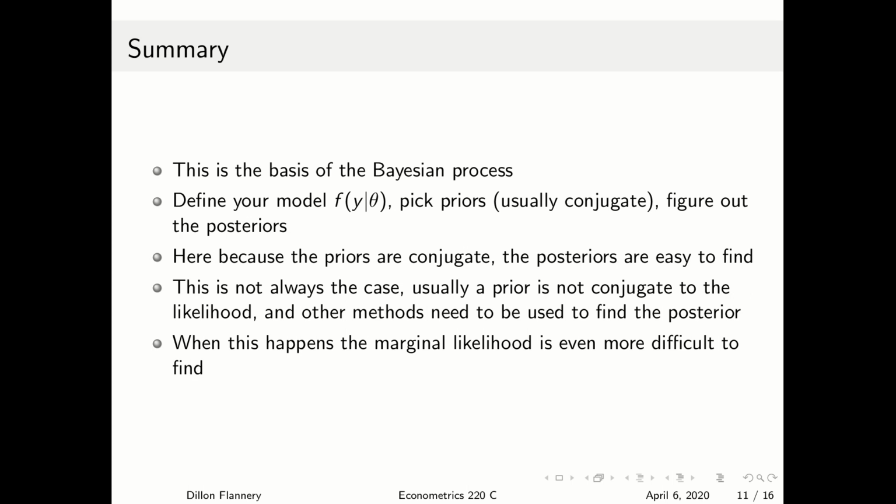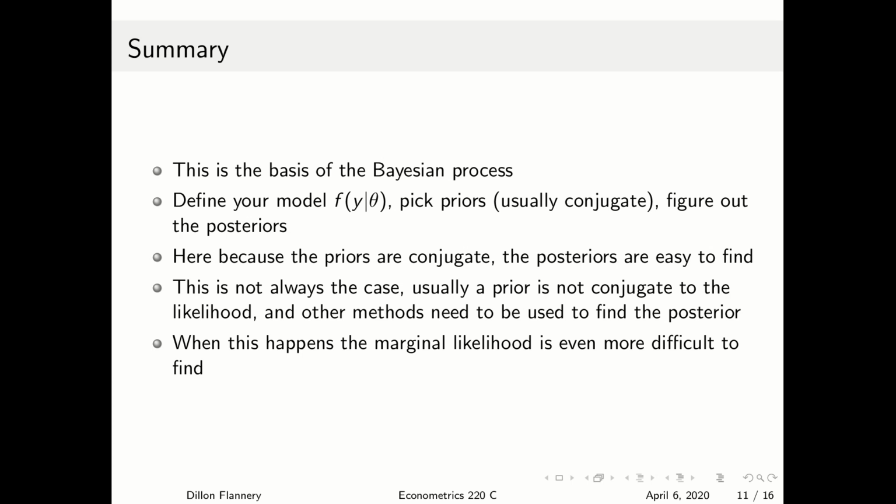This is usually not how it goes. Usually a prior can't be conjugate, or maybe some of them are conjugate and others are not, and you'll have to do other things to find the posterior. There are some methods in MCMC sampling where, if you don't have a distribution that's easy to deal with, you can use Metropolis Hastings.